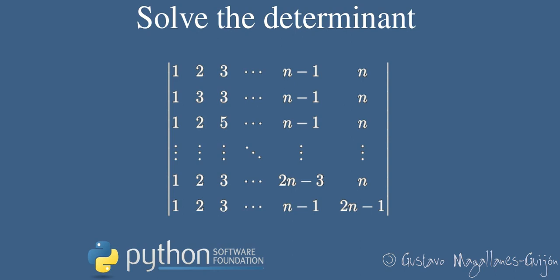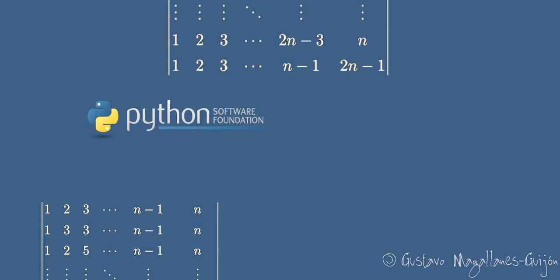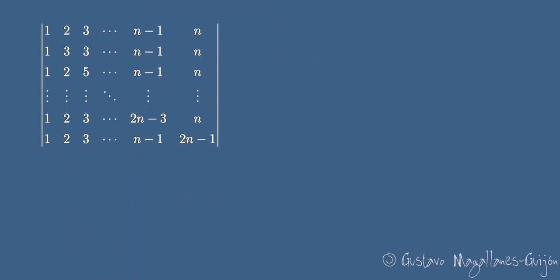In this video, we are going to solve the next determinant with Python and without Python. Here is our determinant, and we know that in this diagonal we have 1, 3, 5, and so on. It is 1 plus 2 is 3, 3 plus 2 is 5, etc.